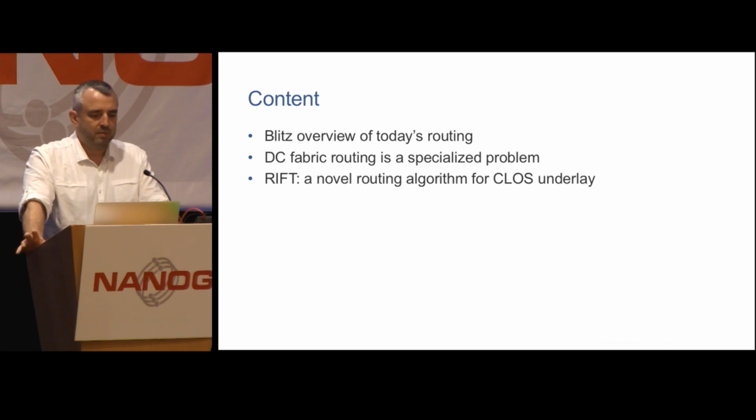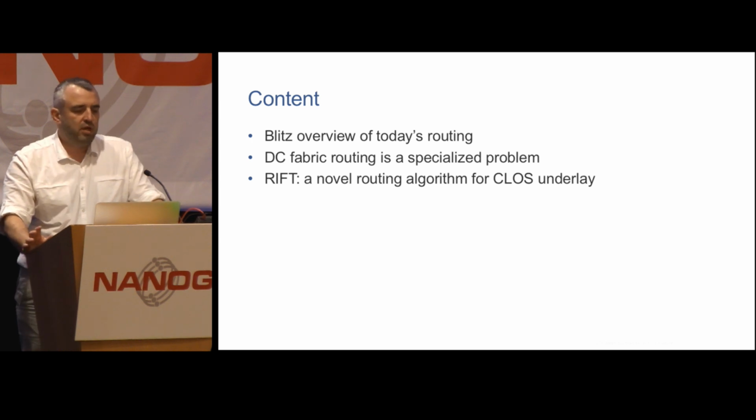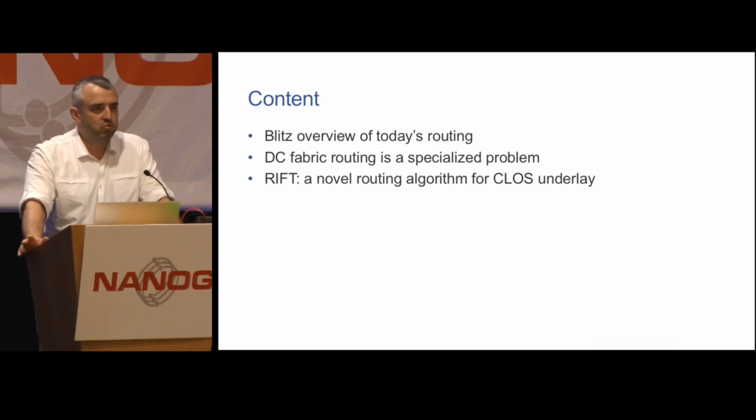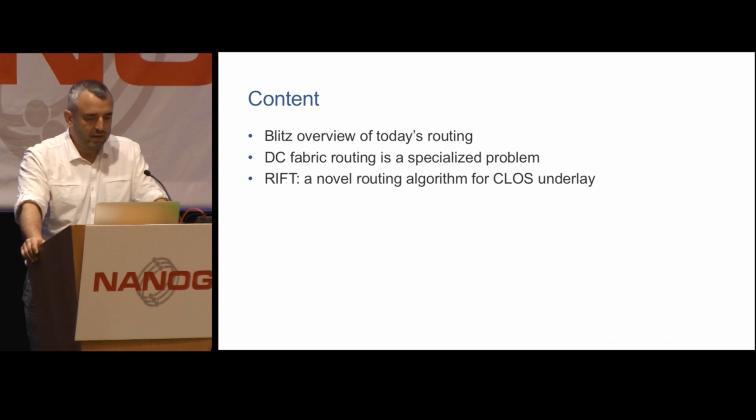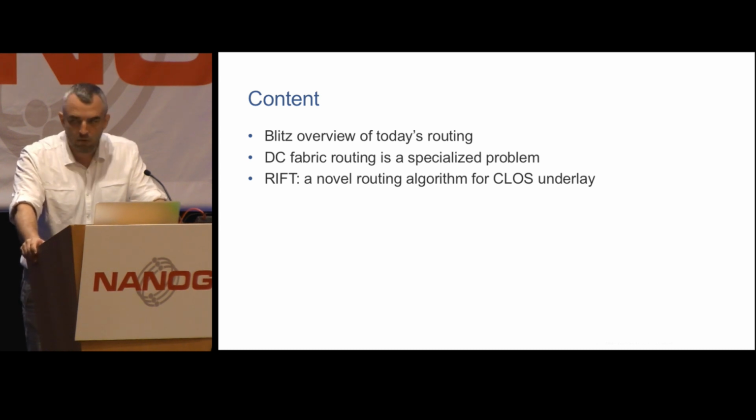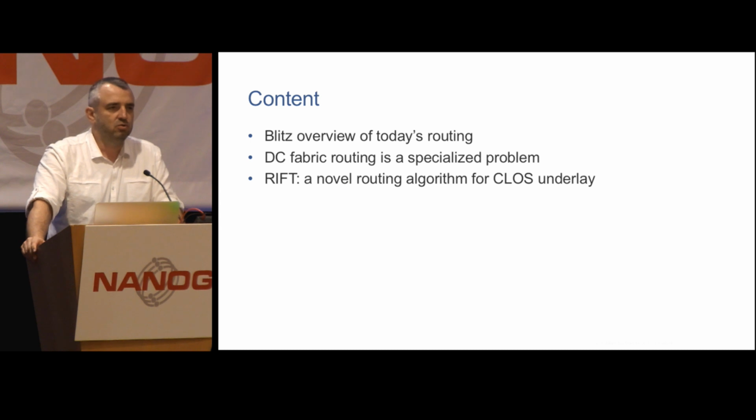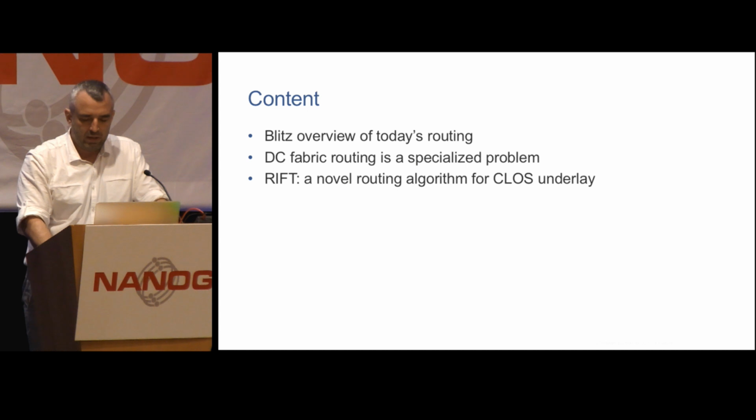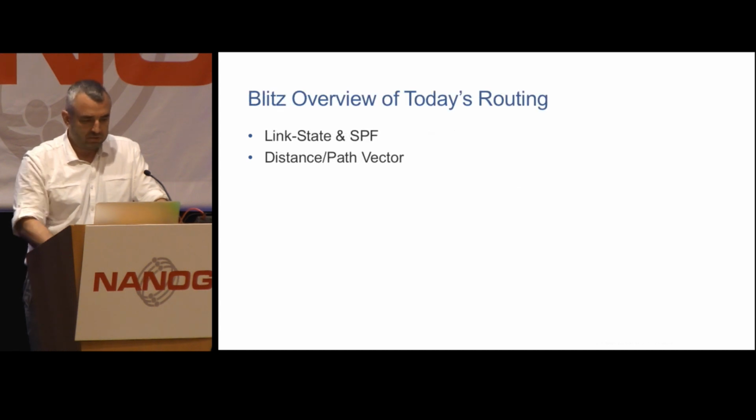What I will talk about is a specific problem and solution for the data center fabric, and routing in that. We will go through a very quick overview of routing, what routing technology we have today, and why the DC fabric is quite a specific problem for routing. And then finally, I will give you a quick ride on RIFT, which is a new concept, a new protocol, even a new algorithm for closed networks and FatTree networks.